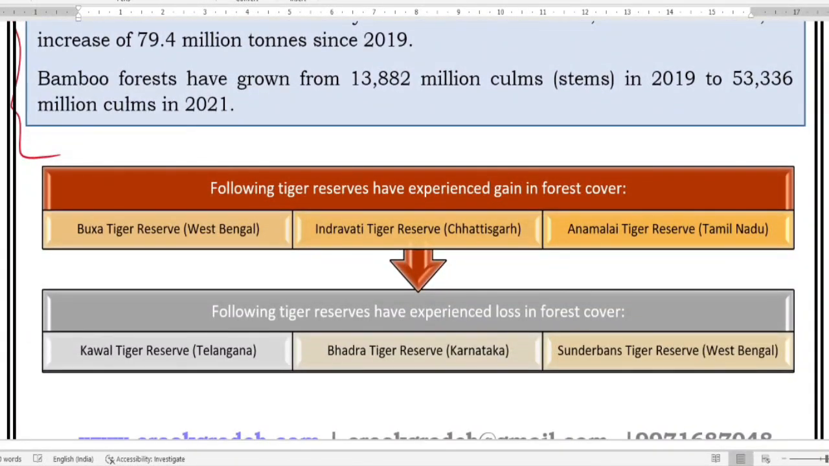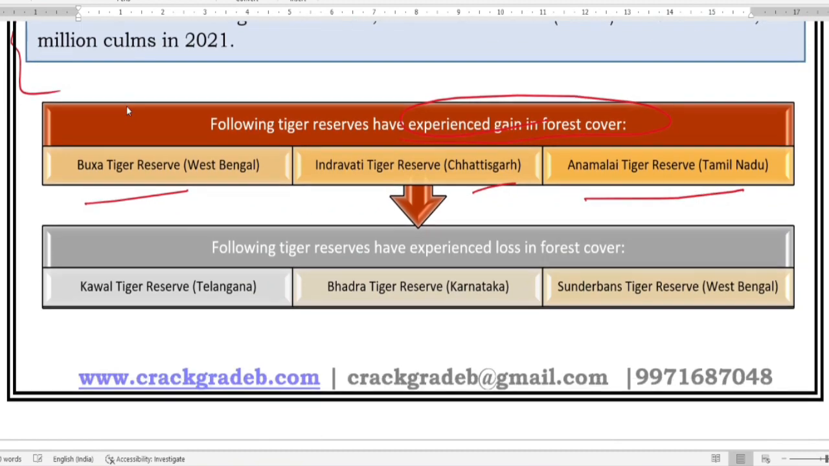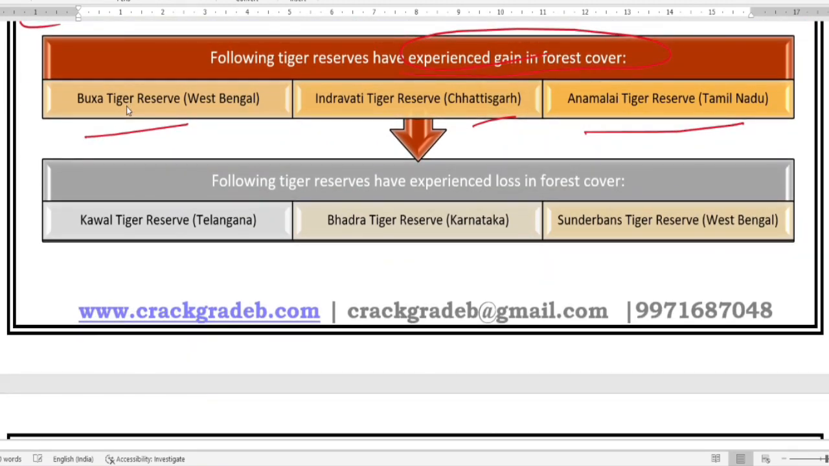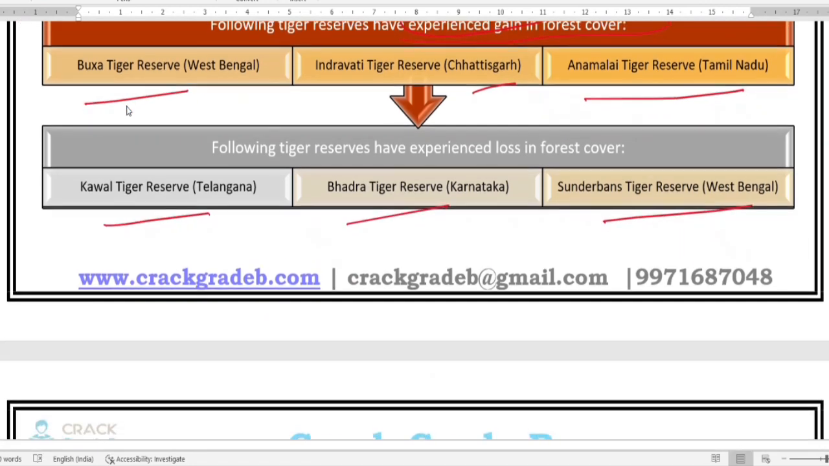And also, look, this is a report that comes with a difference of 2 years. So everything that is being said is important. So the following tiger reserves have experienced gain in forest cover: Buxa Tiger Reserve, West Bengal; Indravati Tiger Reserve, Chhattisgarh; Annamalai Tiger Reserve, Tamil Nadu. Okay, then the following tiger reserves experienced loss in forest cover. Who? Kawal Tiger Reserve, Bhadra Tiger Reserve, and Sundarban Tiger Reserve fall in forest cover.